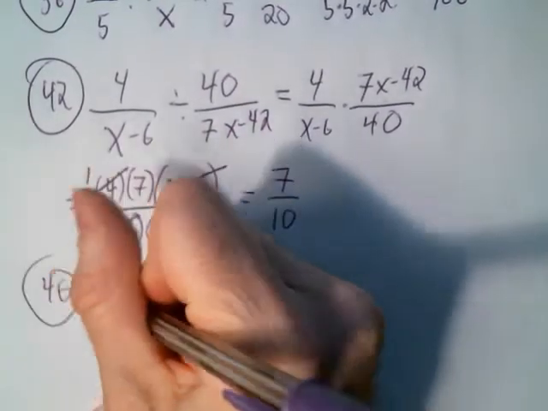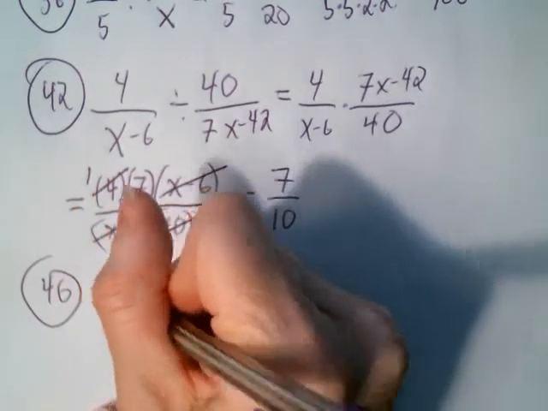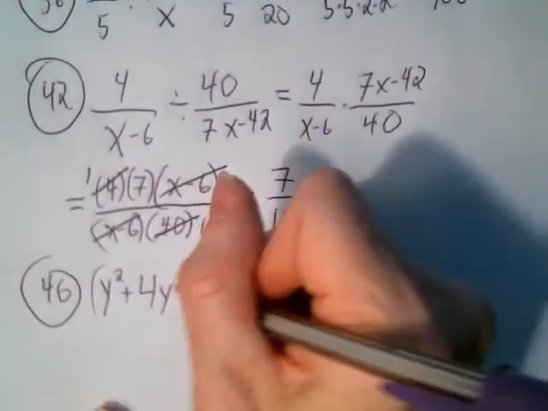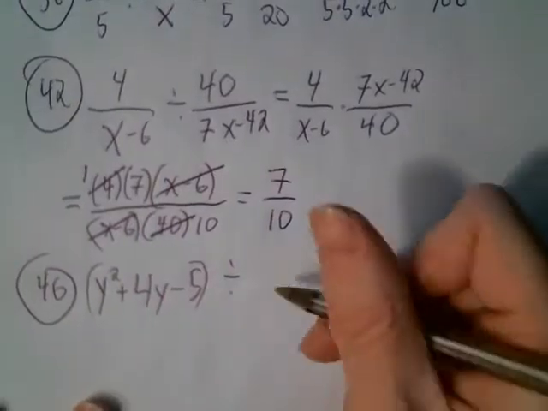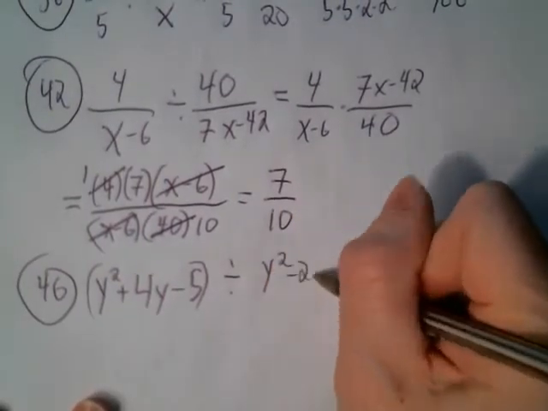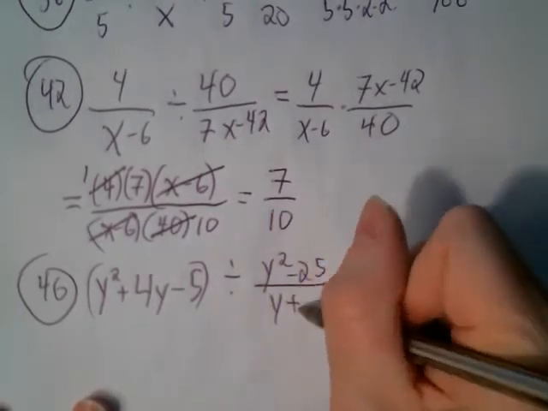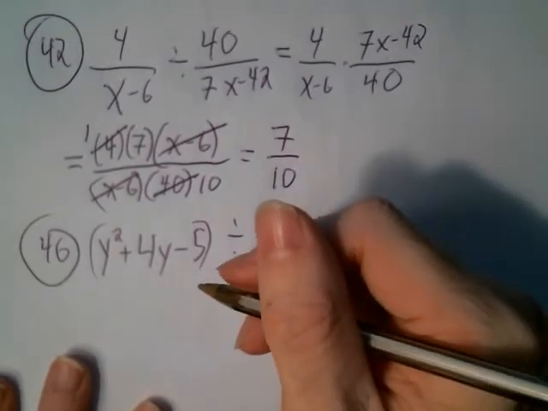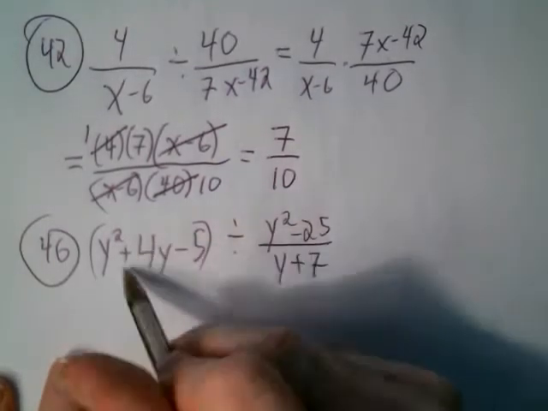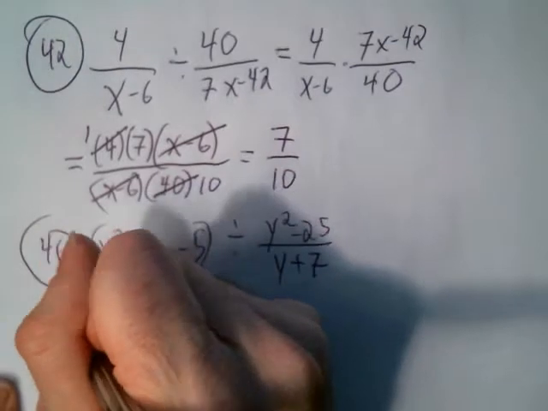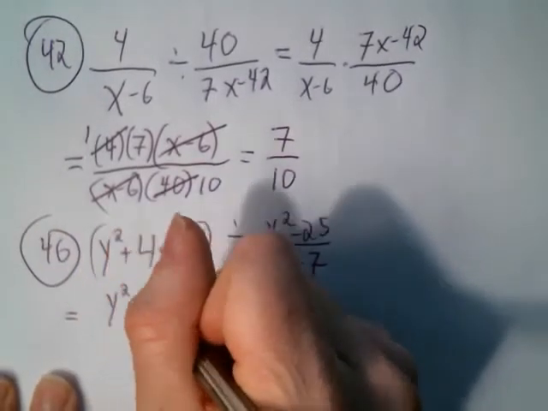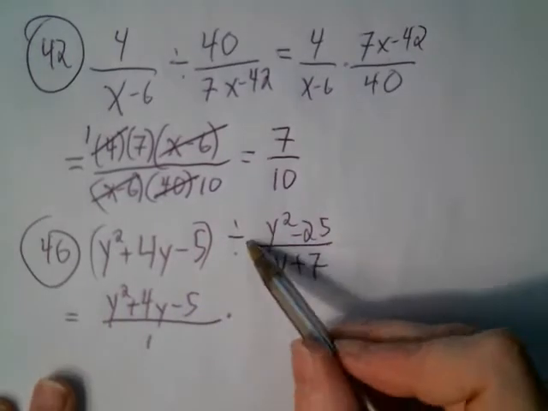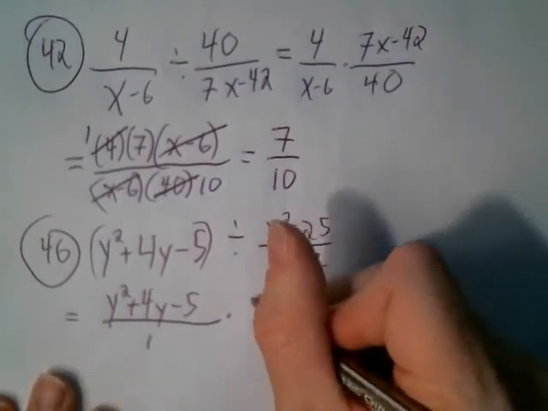46. y squared plus 4y minus 5, so this entire expression, divided by y squared minus 25 all over y plus 7. Now, if you don't like this form, you can always write it over 1, make it look like everything's lined up. Okay. We'll change this to a multiply and then flip it.